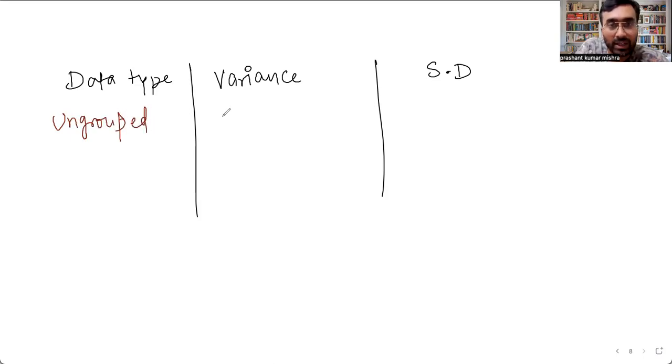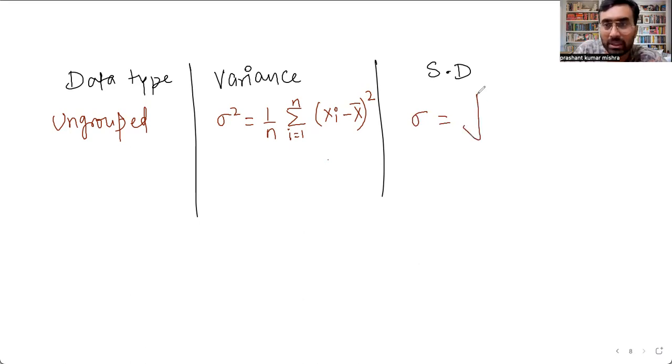For ungrouped data, variance is given as sigma square equals to 1 over n summation of i equals to 1 to number of terms n, xi minus mean whole square. The summation means add them all up and then divide by number of terms. And if you have to find standard deviation, just take the square root of that.